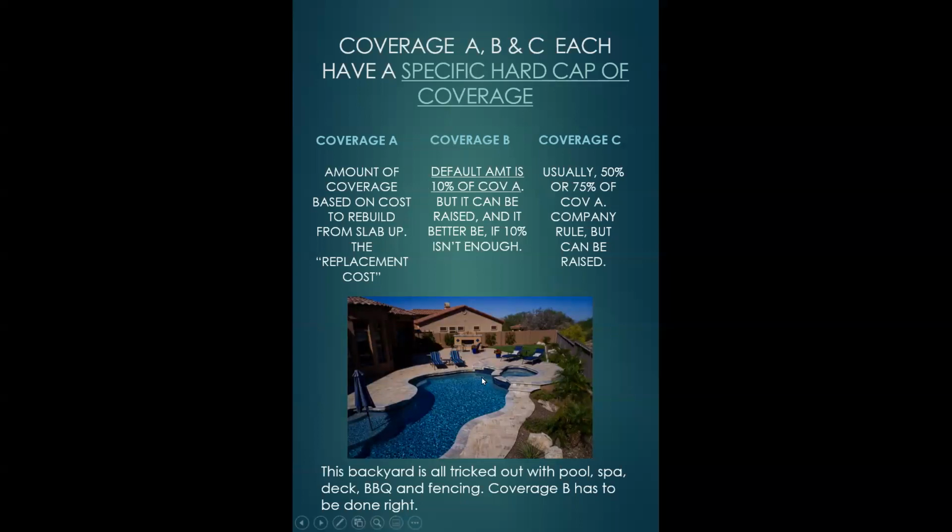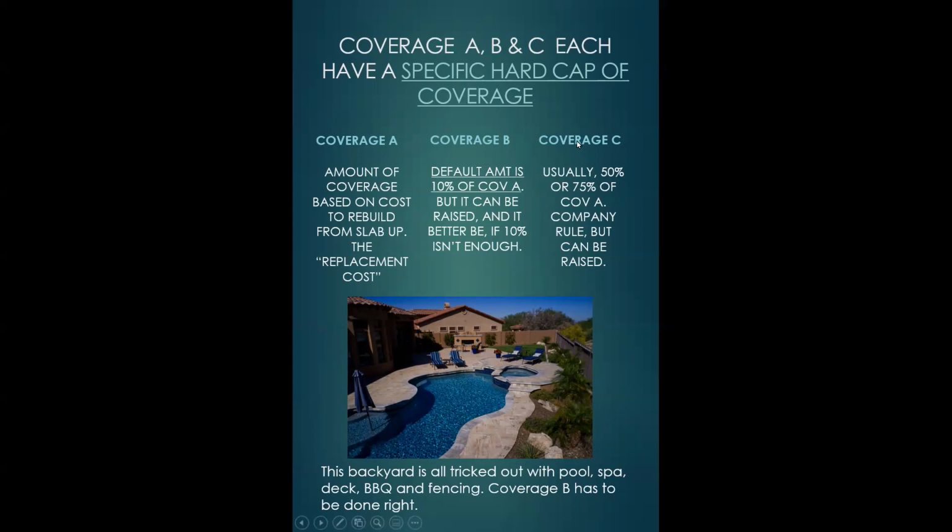Look at this backyard. This pool alone is a $50,000 pool, right? You got the deck and the hot tub, and they've got a barbecue out there and all this fencing that goes all around the place and decks and patios. And this place has a ton of coverage B, and you just can't leave it sit there at the default 10% amount. Because when storms happen and trees start flying and everything starts to get busted, then these people could be in really bad shape if they didn't have a good agent to look out for them.